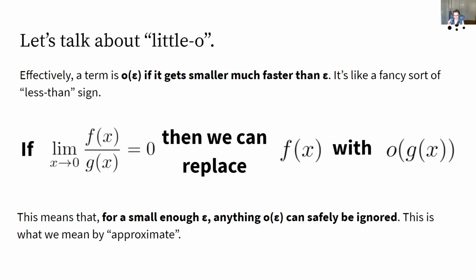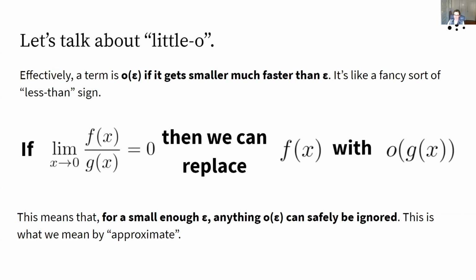So effectively, a term is little o of epsilon if it gets smaller much faster than epsilon does. It's like a fancy notion of what it means to be less than, right? One number is less than another number, pretty easy to figure out. This is a way of talking about how one function is in some sense less than another function. So the technical definition is right there in the middle of the slide.